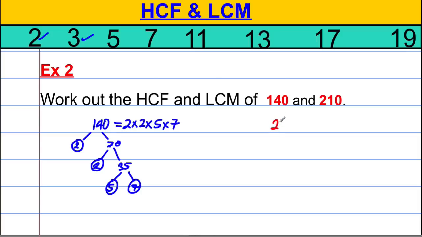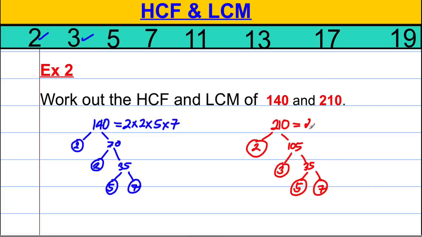Let's do the same for 210. 210 can be written as 2 multiplied by 105. Now 105, 2 doesn't divide into 105, but 3 does, and 3 goes in 35 times. 35 is composite, and 2 or 3 can't divide into it, but we can write that as 5 multiplied by 7, and both of these are primes. So 210 is 2 multiplied by 3 multiplied by 5 multiplied by 7.